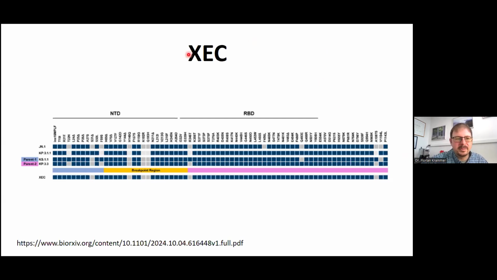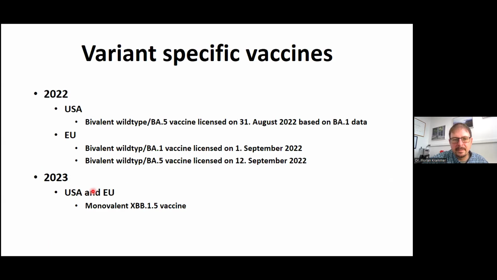And so XEC is basically a recombinant of two JN.1 subvariants, KS.1.1 and KP.3.3. And so XEC is actually not very different from the parental viruses or from KP.3.1.1. It's just a few amino acids, but it seems to be a little bit fitter in the population compared to KP.3.1.1. The antigenic change is relatively small, so it's still pretty close to the strains that we have in the vaccine.